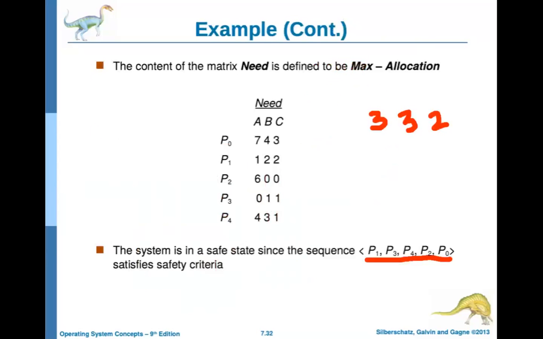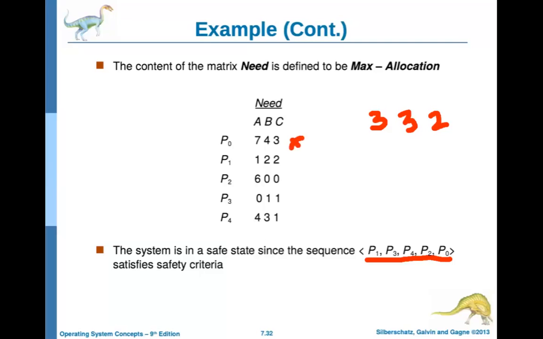Now we'll start with process P0. Need is 7, 4, 3 and available is 3, 3, 2. No, we cannot allocate because 7 units of A are required, but we just have 3. So we cannot allocate it. So this is not true. Let me cross it.